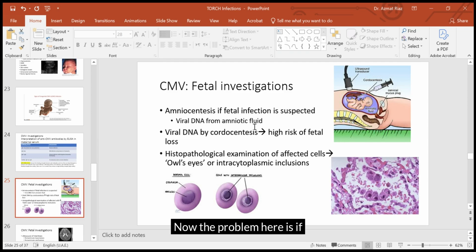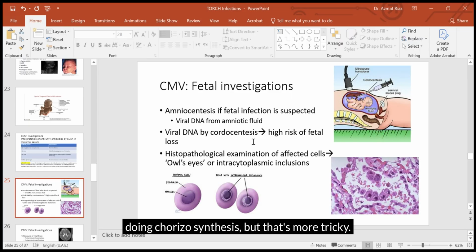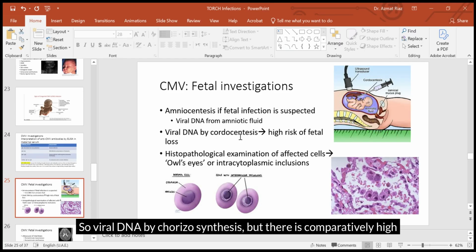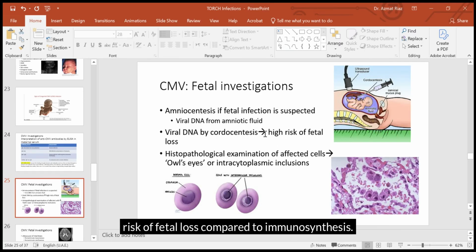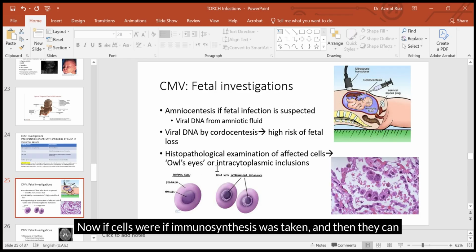Now the problem here is that it's not 100% reliable, but still it adds value, right? A better test may be cordocentesis, but that's more tricky. It's more dangerous, with more side effects compared to amniocentesis. So viral DNA by cordocentesis, but there is comparatively high risk of fetal loss compared to amniocentesis. And it is directly taking a blood sample from the umbilical cord.